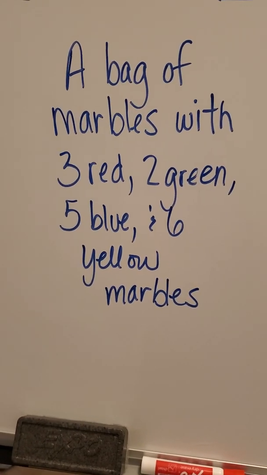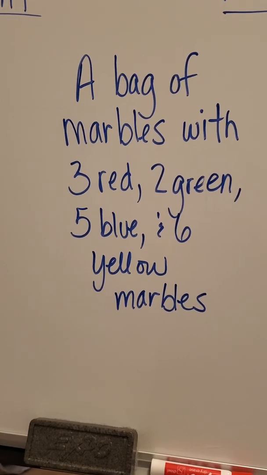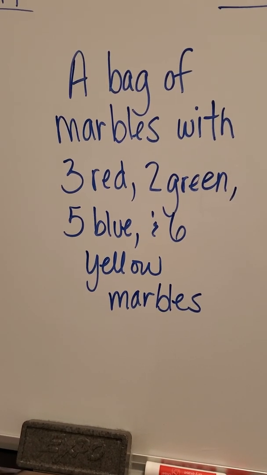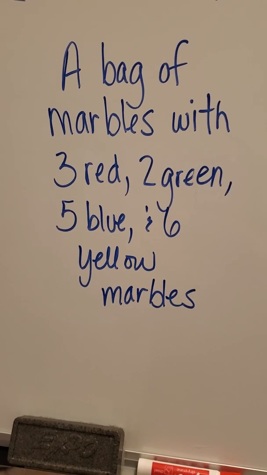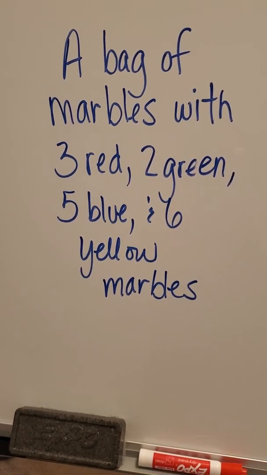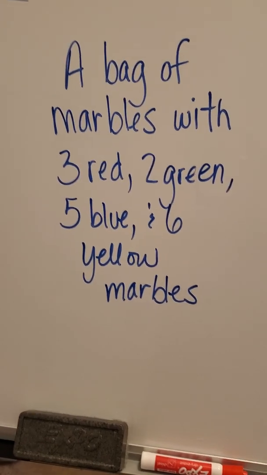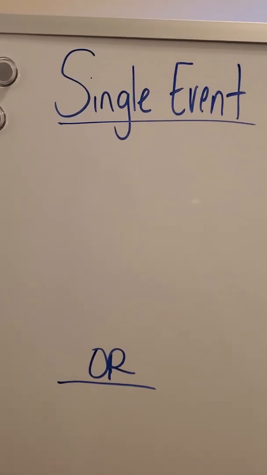All right, here we go. We're going to start looking at probability. So we're going to start with this one scenario, and then we're going to look at a single event and multiple events. So we have a bag of marbles with 3 red, 2 green, 5 blue, and 6 yellow marbles. Okay, so let's start thinking about a single event.